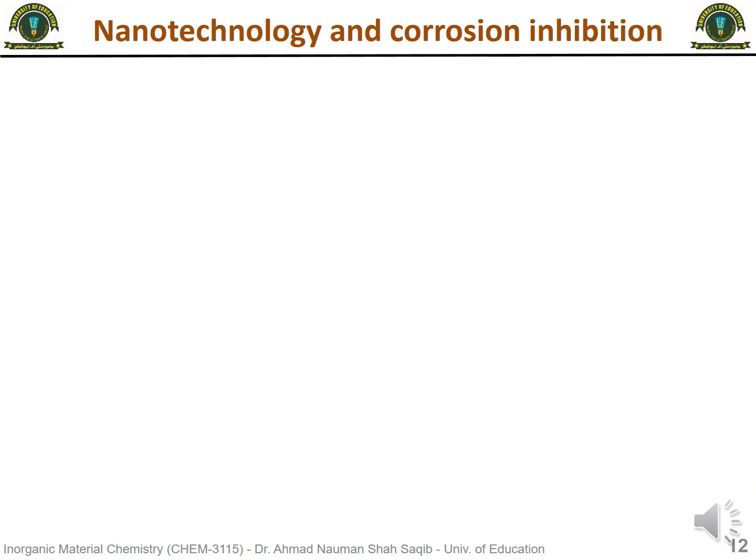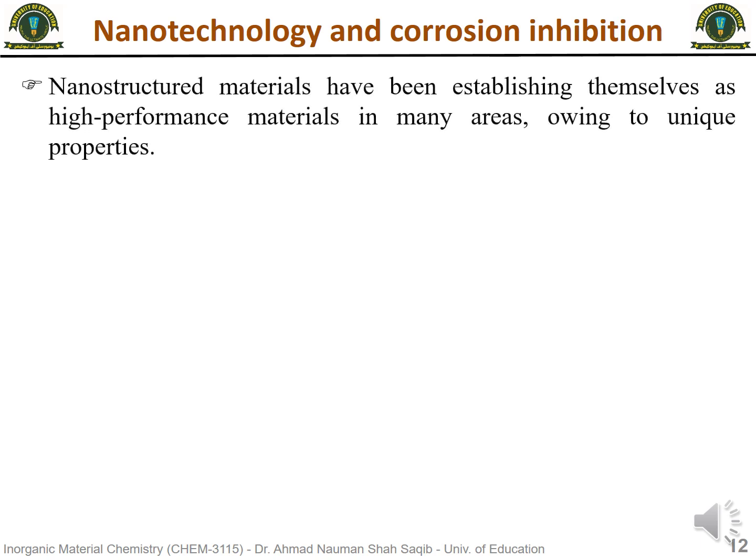Now we will discuss how nanotechnology or advanced materials can be used for the inhibition of corrosion or corrosion prevention. We know that nanostructured materials in the past one or two decades have established themselves as very high performance materials in different areas of engineering, medical and material research, and also in chemistry and physics. That is mainly because of their very unique properties.